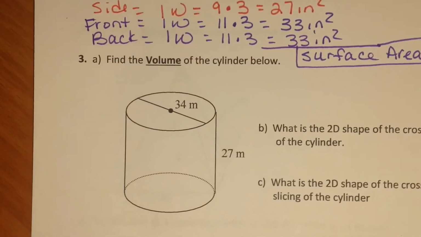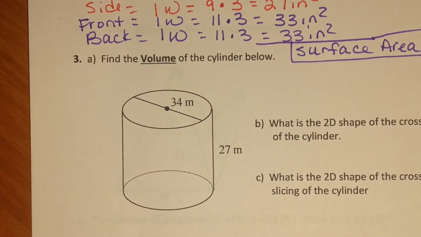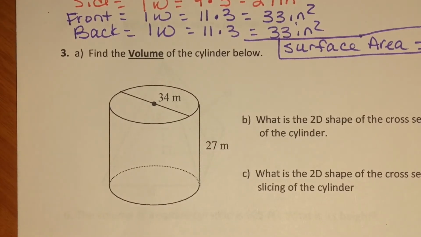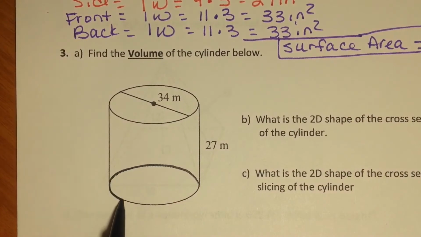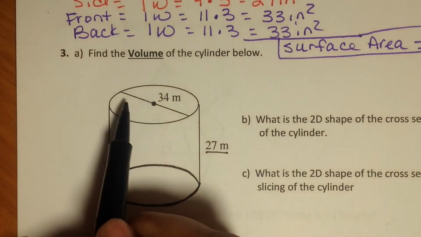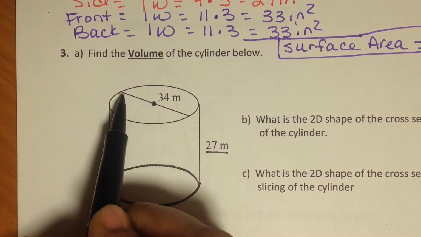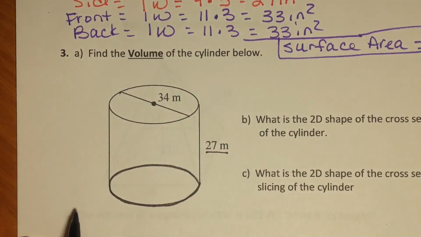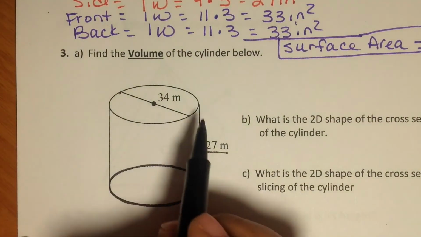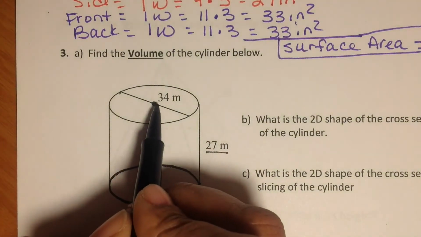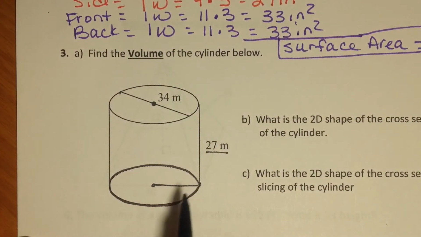And here I am, I have a cylinder. I need to find the volume of the cylinder. A cylinder is very similar to a prism in that I'm going to find the area of my base. In this case, my base is a circle. And then I'm going to multiply it by the entire height of my cylinder. So as I look here, there's a circle. It gave me the diameter. Well, to find the area of a circle, I need to know the radius. So the radius is equal to half of the diameter.